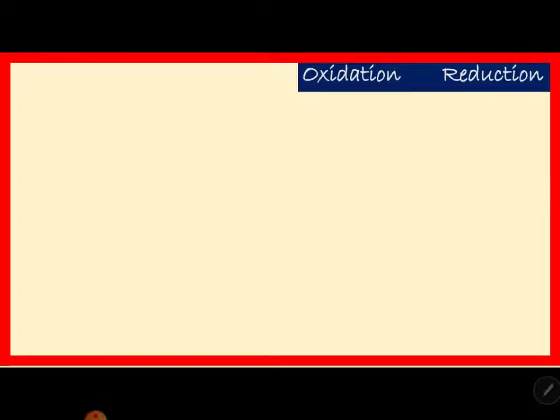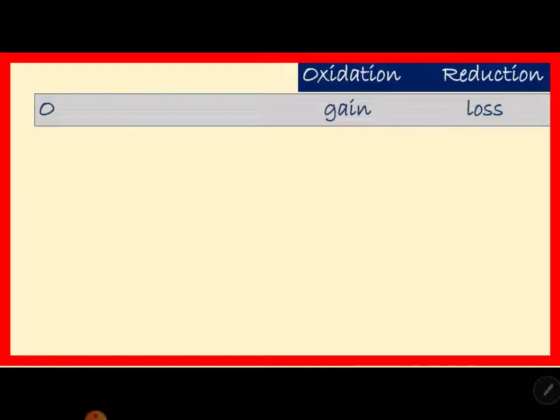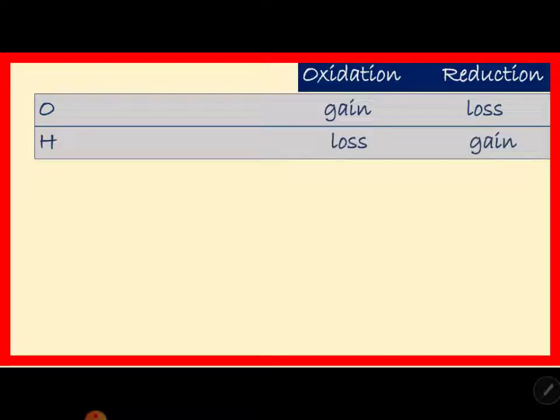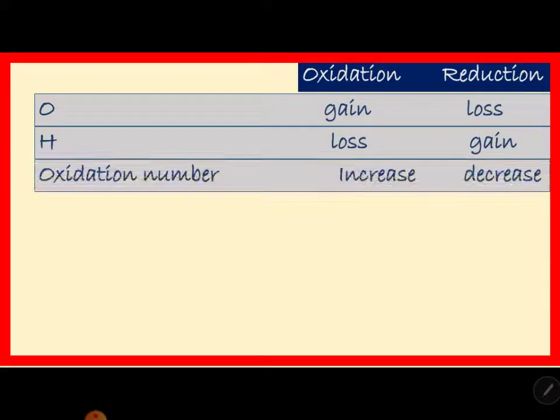Before going to example, I will quickly remind you the definition of oxidation and reduction. In terms of transfer of oxygen atom, oxidation is gain of oxygen, reduction is loss of oxygen. In terms of transfer of hydrogen atom, oxidation is loss of hydrogen and reduction is gain of hydrogen. In terms of oxidation number, oxidation is increase in oxidation number and reduction is decrease in oxidation number.